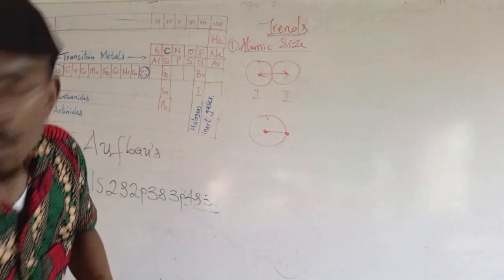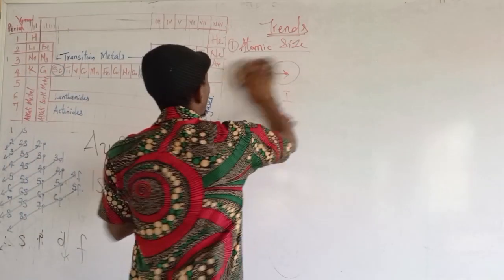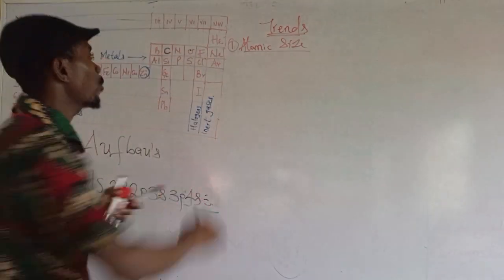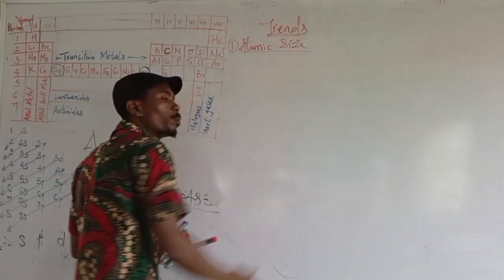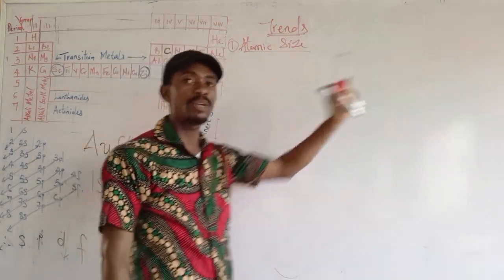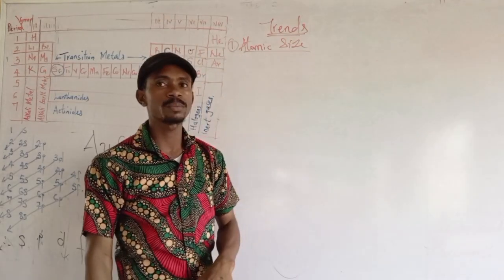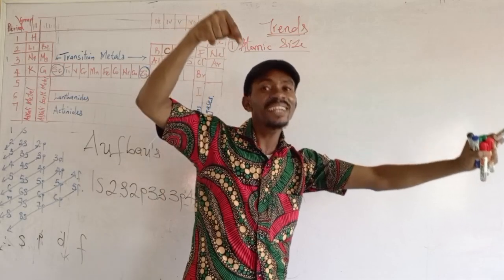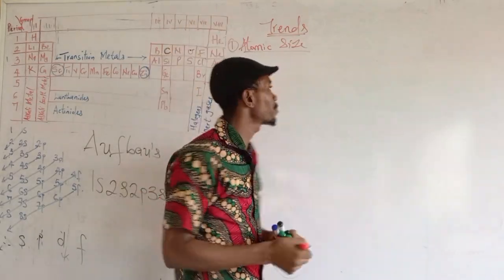Then the atomic size, we have to know the trend of all the properties we are discussing now. The trend is either across the period or down the group. As a thumb rule, whatever property that increases across the period will decrease down the group. And whatever property that decreases across the period will increase down the group.